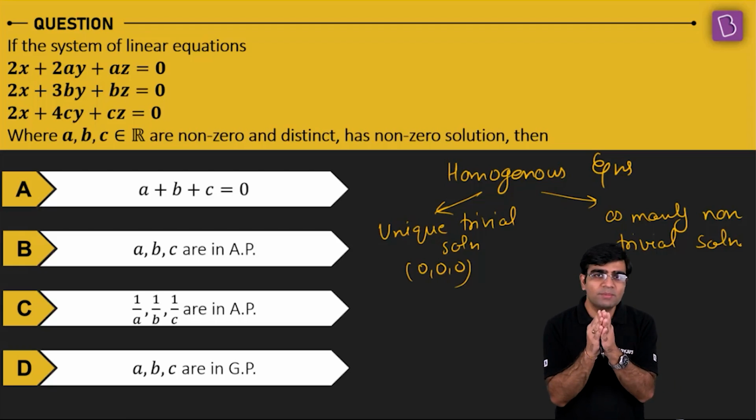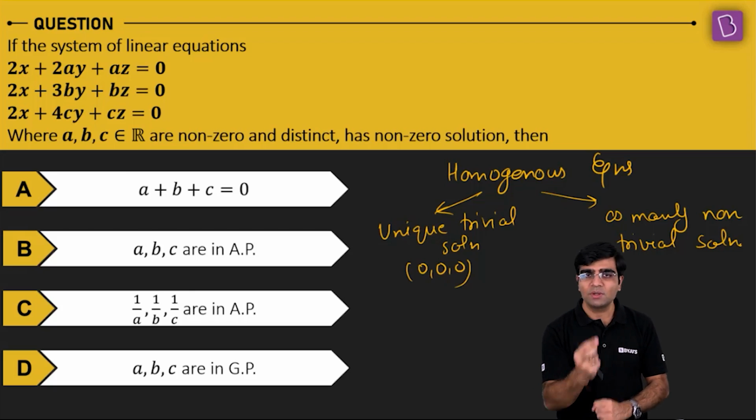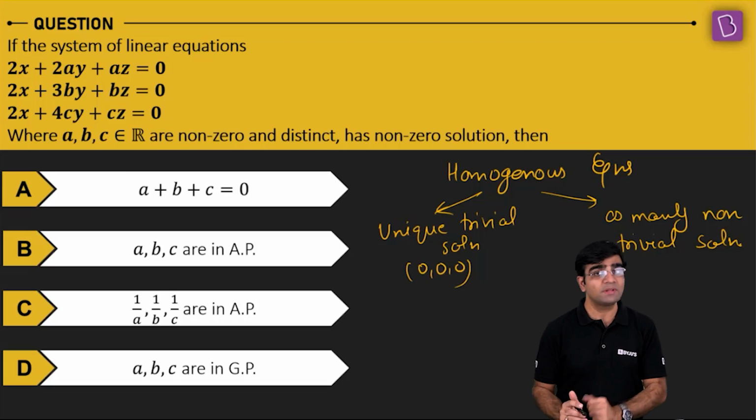So are you getting my point, what I'm trying to say here? Just keep that in mind. The moment you see homogeneous equations, this fact should flash in your mind: only two types of solution. One, unique trivial 0, 0, 0, or infinitely many non-zero solutions as well. Okay, so let's read the question now.